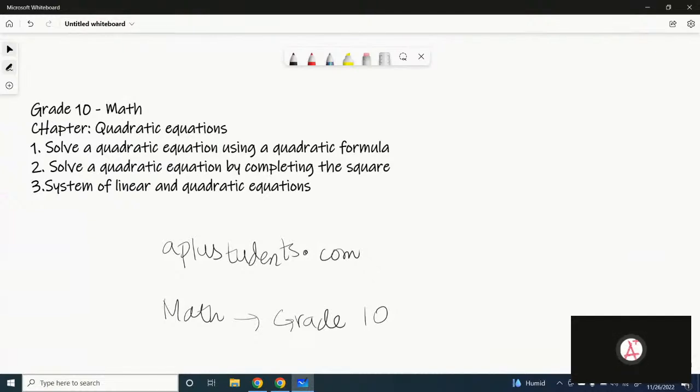So before starting the lesson, please make sure you have your notebook and pencil so that you can note down the important points and examples as well. Got it? Let's start with the first lesson. Solve a quadratic equation using a quadratic formula.